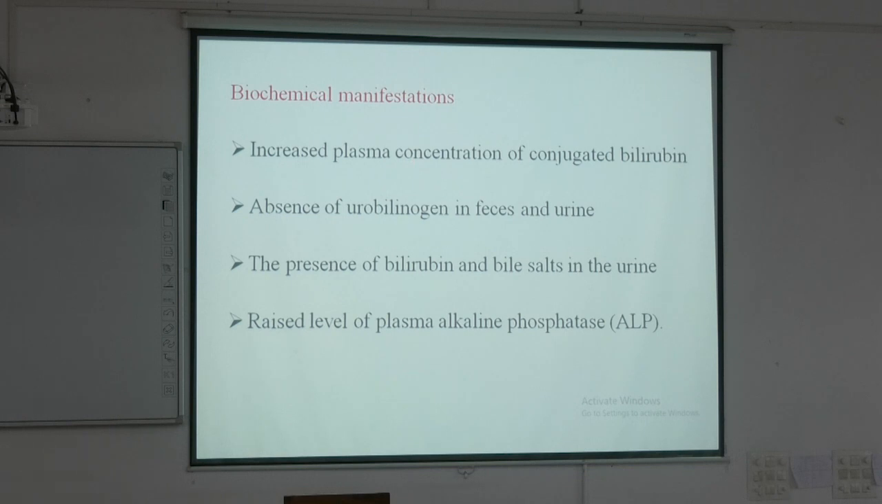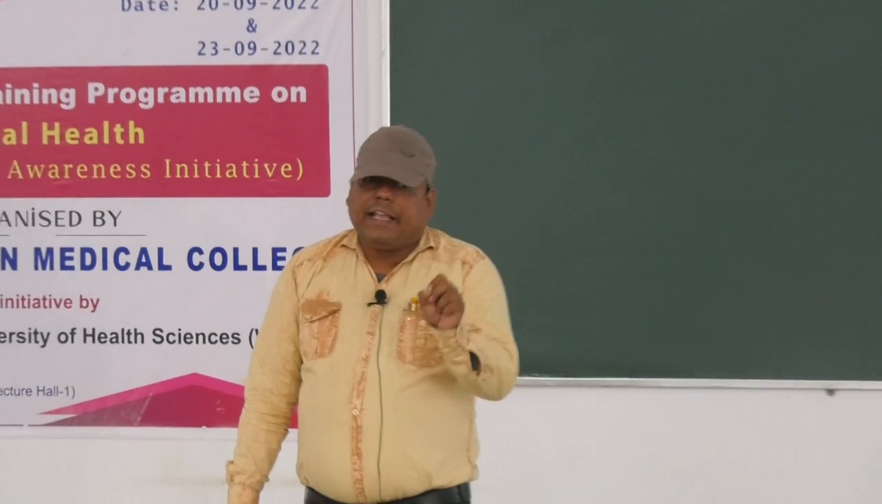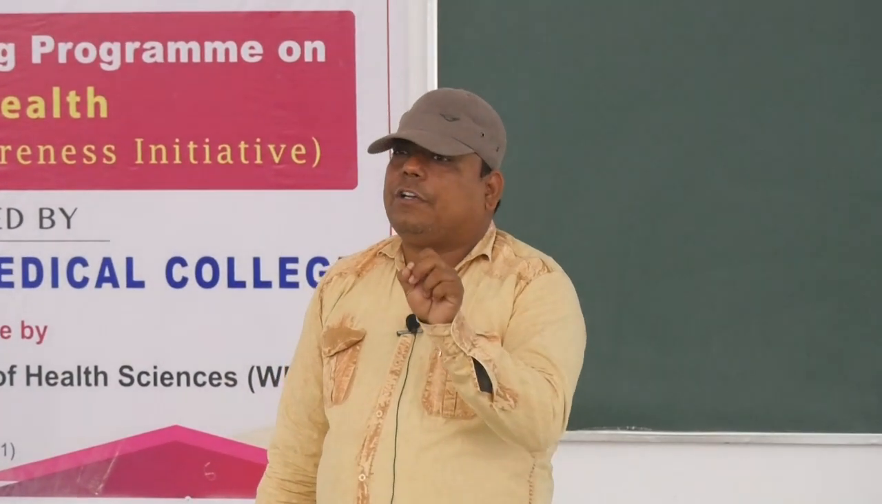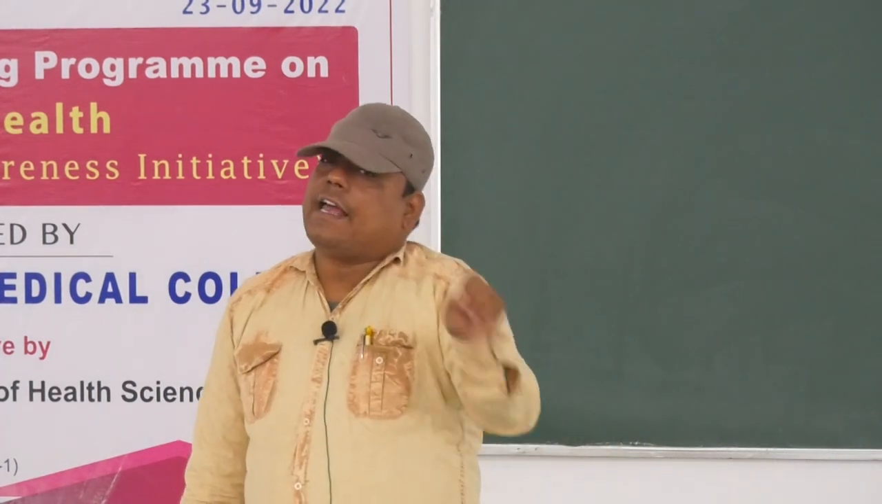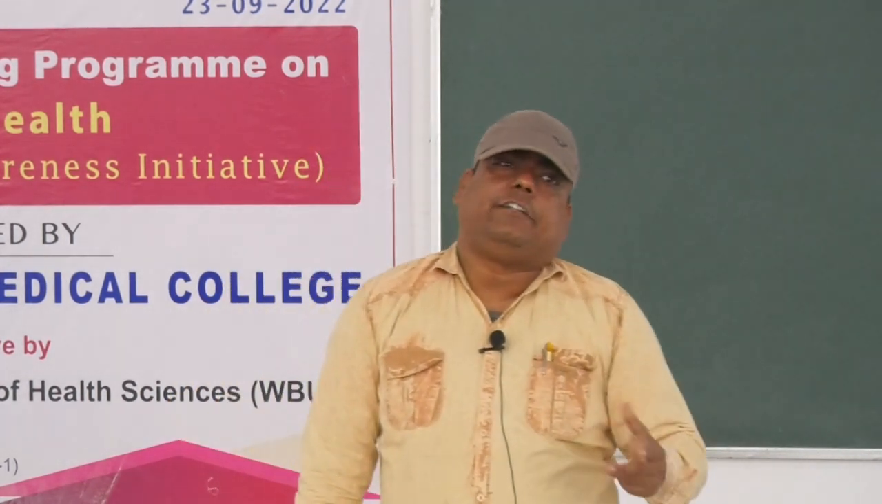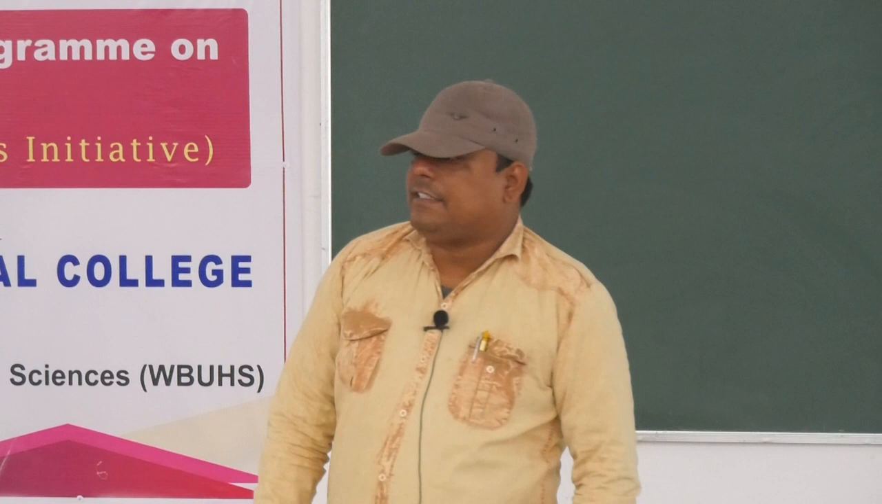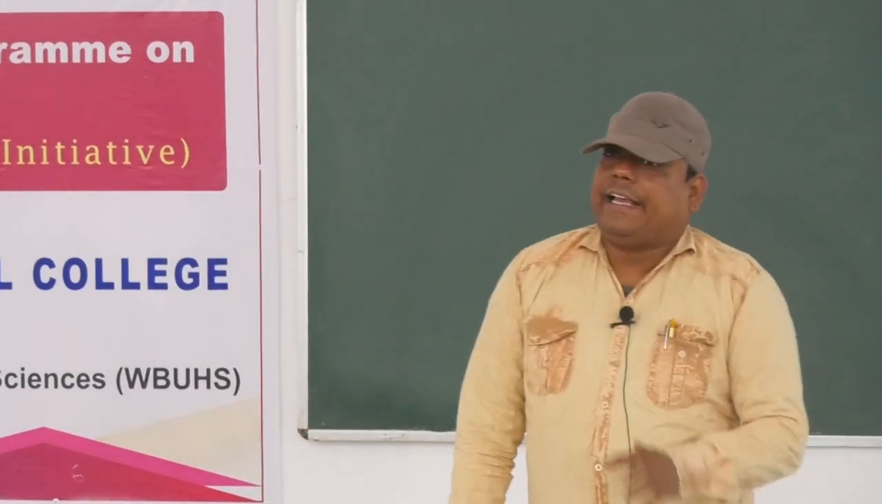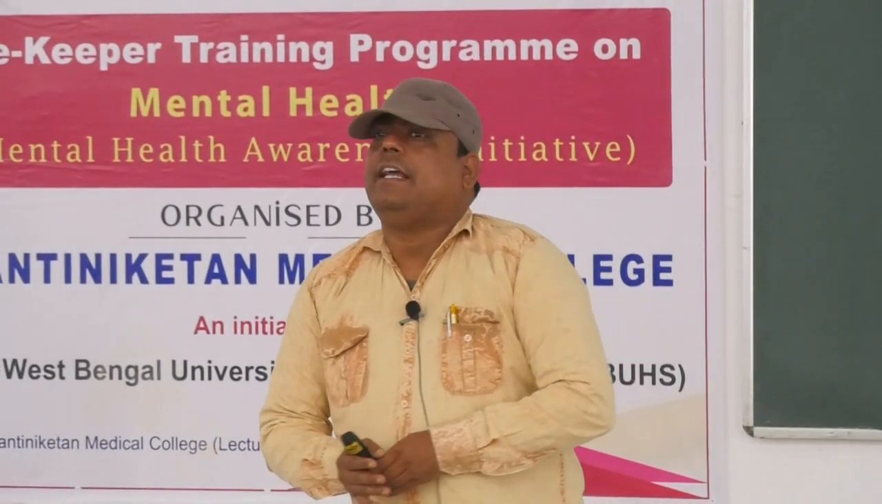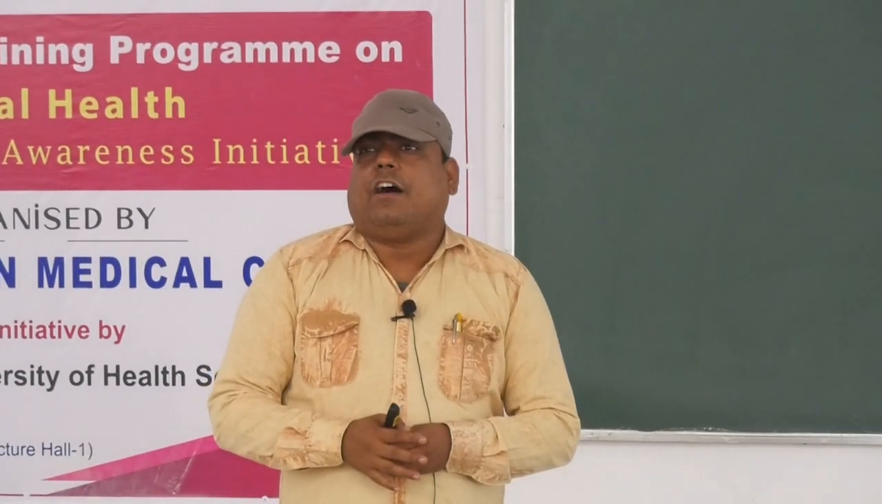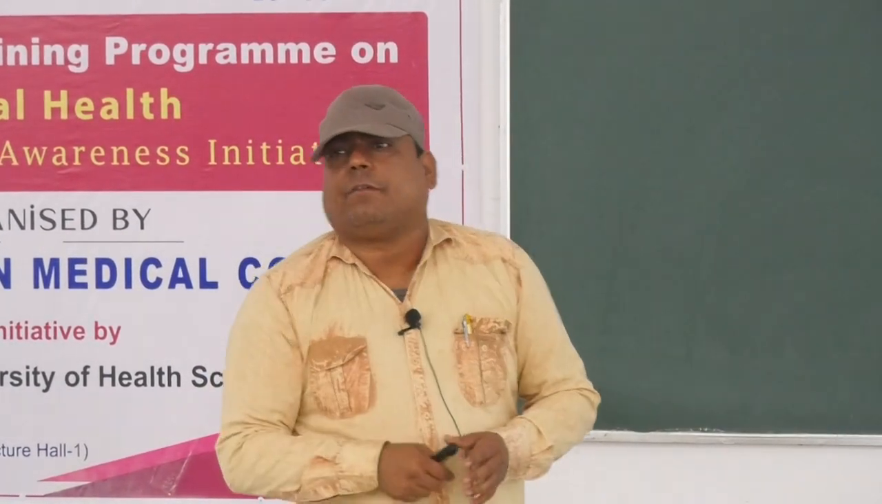What happens in the post-hepatic jaundice? How can you identify it on the basis of the report? There is an increased level of total bilirubin. In this, direct or indirect, conjugated or unconjugated, both will increase. Understand? In this case, both fractions of the bilirubin are increased because it is not excreted out from the body.